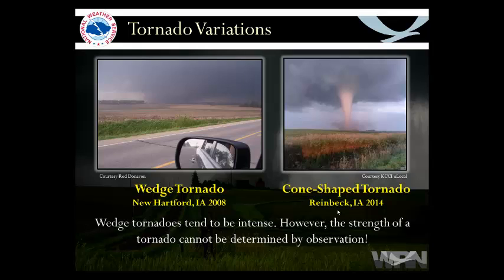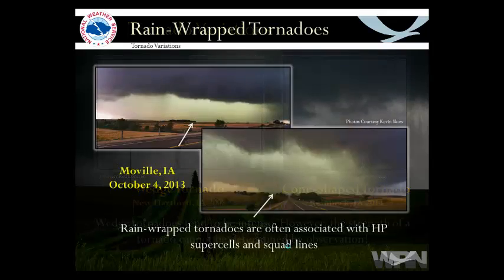However, remember, the strength of a tornado cannot be determined by observation. We can have broad circulations that appear very large, which are actually somewhat weak, and skinnier ones, which are rotating much faster and can do much more damage than what a broader, weak circulation could do.